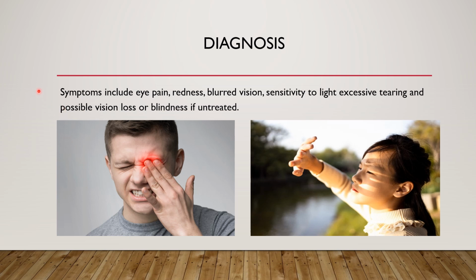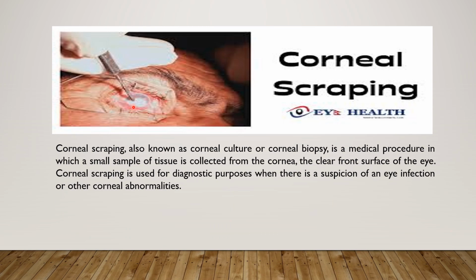So, general symptoms of Acanthamoeba keratitis include eye pain, redness, blurred vision, sensitivity to light, excessive tearing, and possible vision loss or blindness if left untreated. So, one way to determine if a person is suffering from Acanthamoeba keratitis is through corneal scraping, which is also known as a corneal biopsy. It is a medical procedure in which a small sample of tissue is collected from the cornea, which is the clear front surface of the eye.